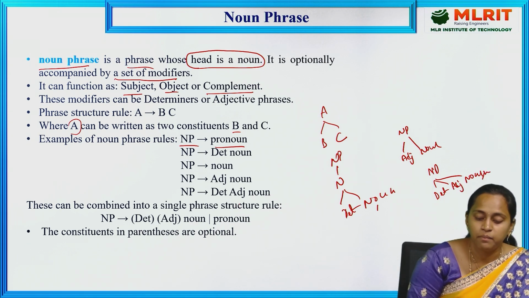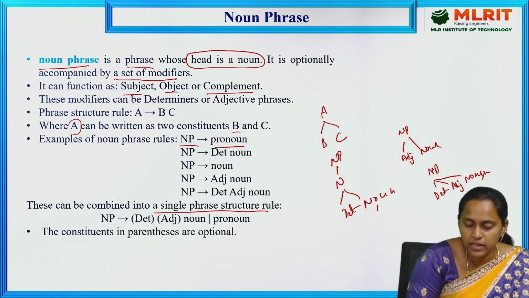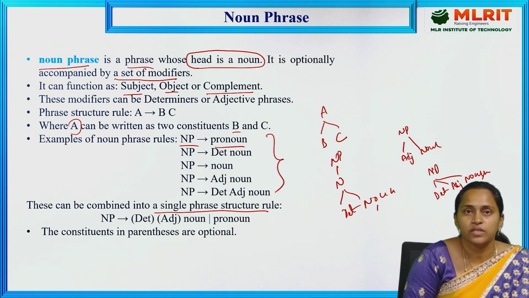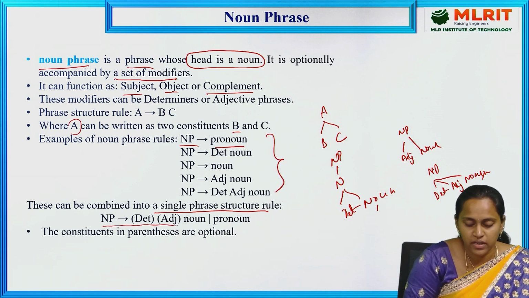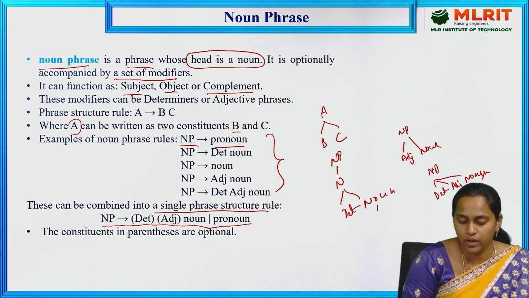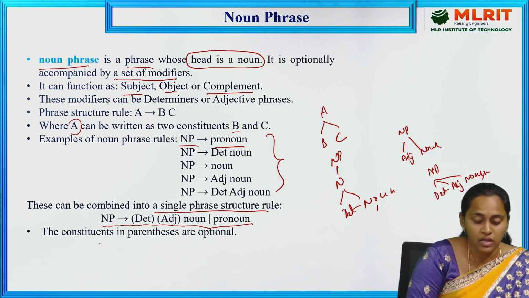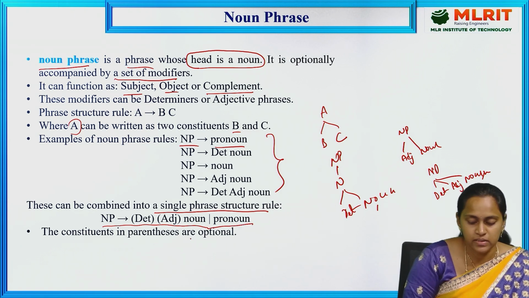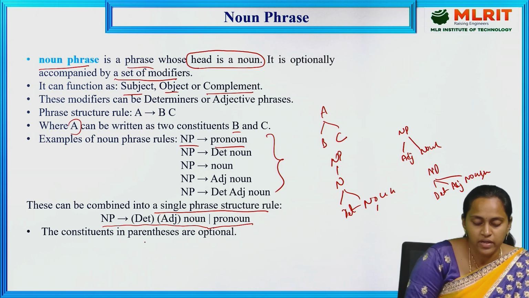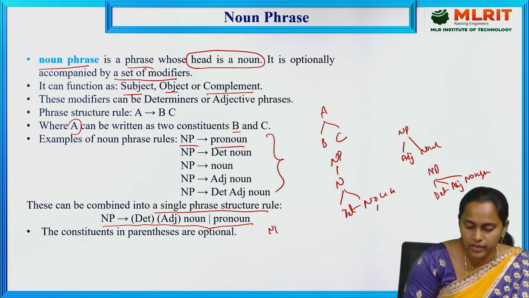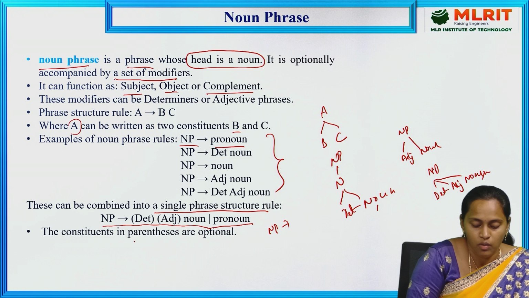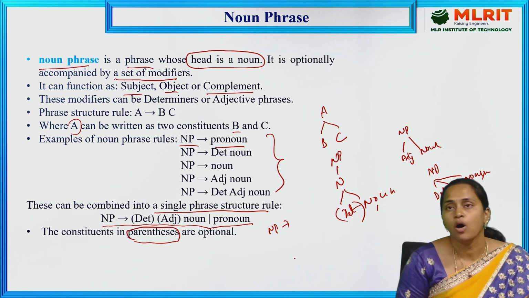This can be combined into a single structure rule. How are we combining all this into one structure? That is: noun phrase goes to determiner, adjective, noun, or pronoun. These constituents in parentheses are optional. So whenever we are writing the noun phrase, the parentheses are optional. It means whatever is within the parentheses is optional.